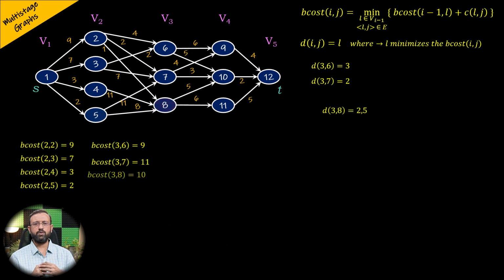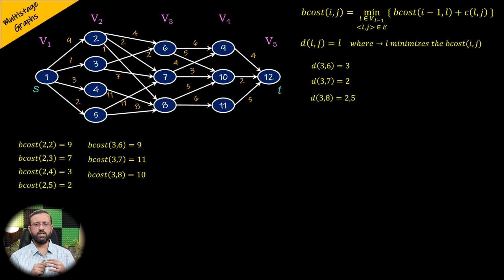So, we have computed the B cost of the path of all the vertices in stage 3. Now, we have to compute the B cost of the path from all the vertices in stage 4. So, we have to compute the B cost of the path from stage 4 and vertex 9, which is B cost of 4, 9, since i is the stage, which is 4, and j is the vertex in that stage, which is 9, and is equal to minimum of B cost of 3, which is previous stage, and vertex 6 plus cost of the edge from vertex 6 and vertex 9, and B cost of 3, which is the previous stage, and vertex 7 plus the cost of the edge from vertex 7 and vertex 9.